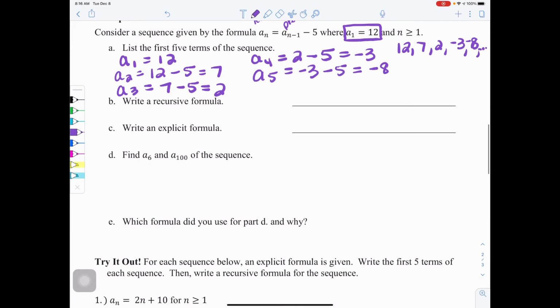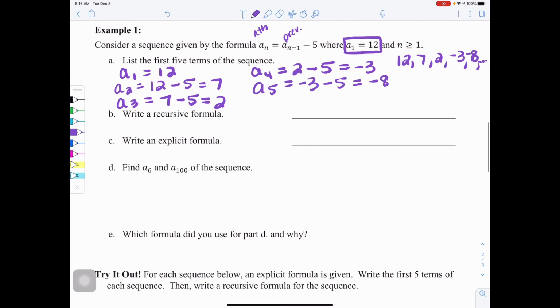So now let's take a look at the difference in formulas. We want to write a recursive formula for this situation. So we already had the recursive up top, the a sub n equals a sub n minus 1 minus 5. So I want to write it in the other notation. We could look at this as the next term is the current or nth term minus 5. And then remember, we have to say n is greater than or equal to 1 for that.